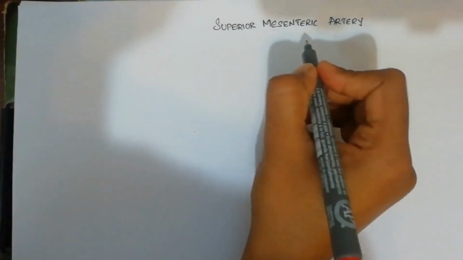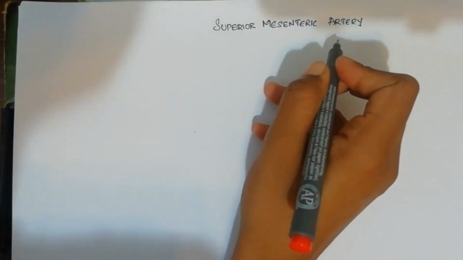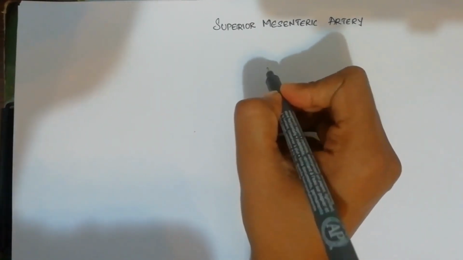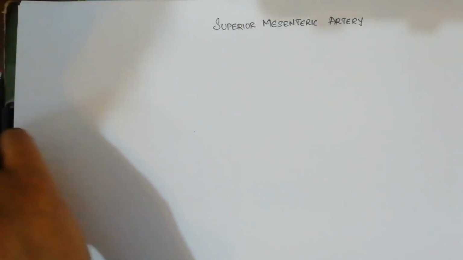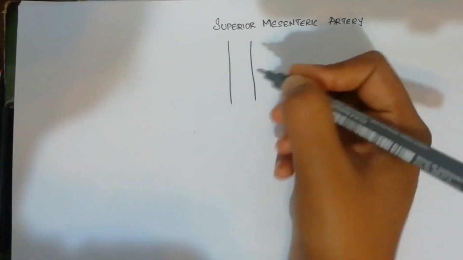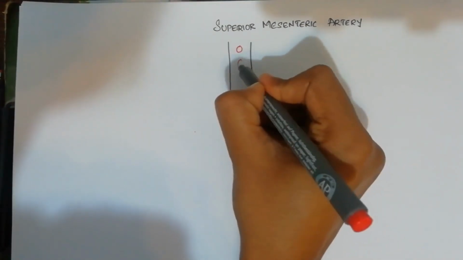So next artery we are going to deal with is the superior mesenteric artery. This is the second branch coming from the ventral aspect of the aorta below the celiac trunk, at the level of L1. So we have got celiac trunk and superior mesenteric artery, with inferior mesenteric artery coming from the ventral part.